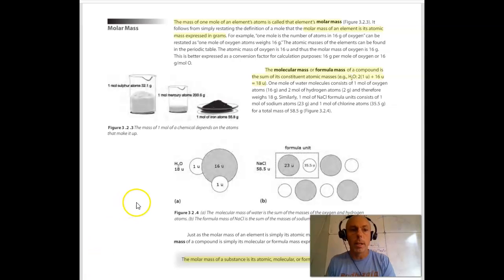All right, welcome back, everybody. This is 3.2, part 2. There was an issue with my mic, so I had to pause the video and pick back up where I left off. So I'm on page 120, looking at the top of this page in my ebook where it says molar mass.